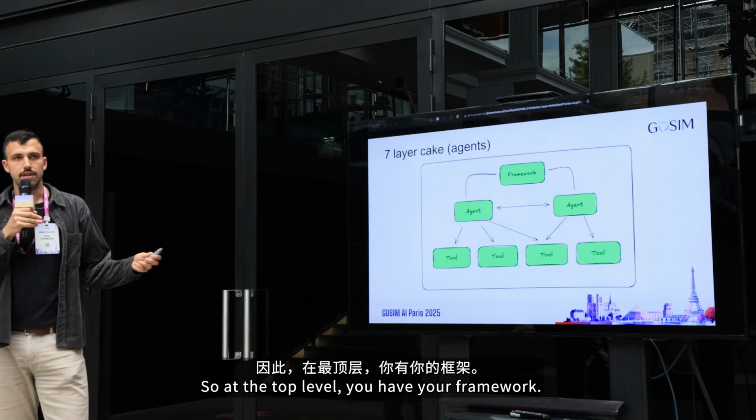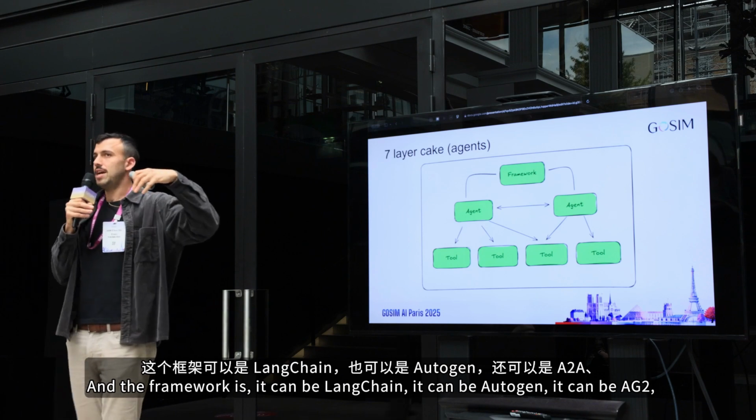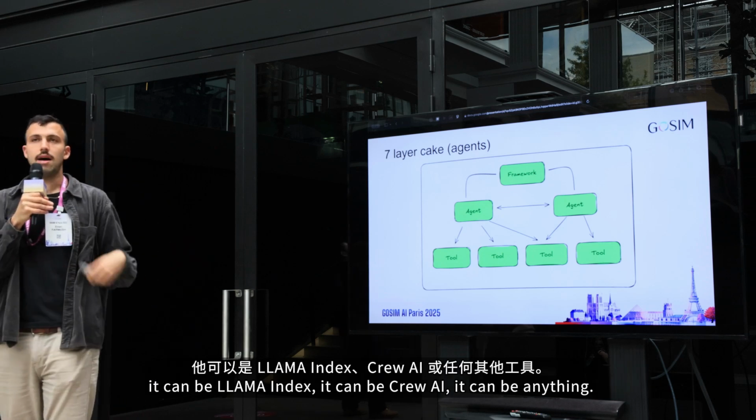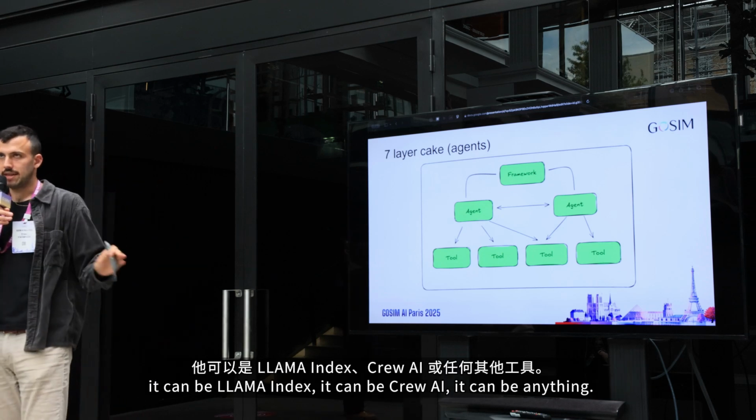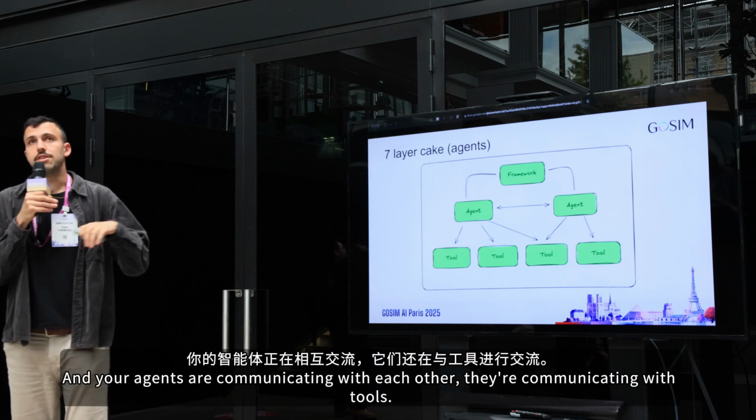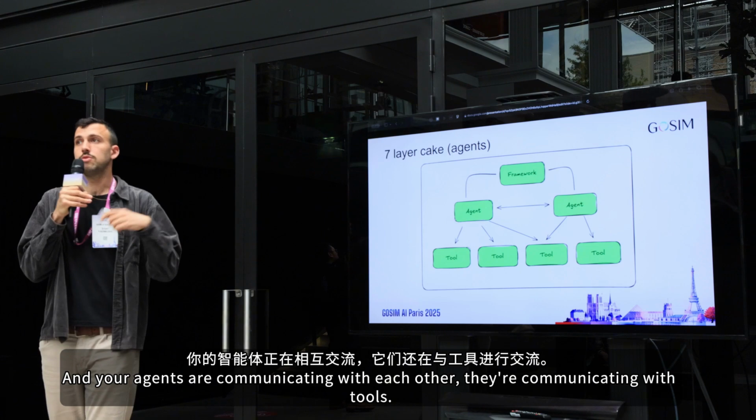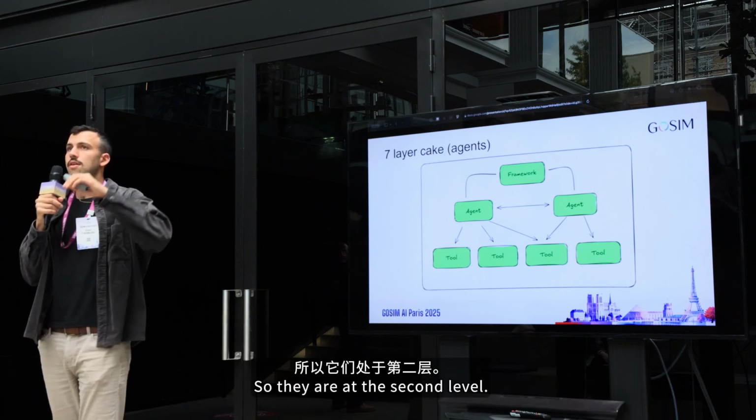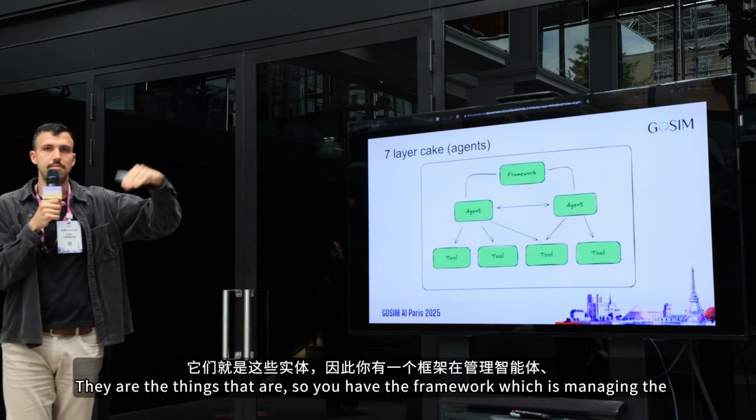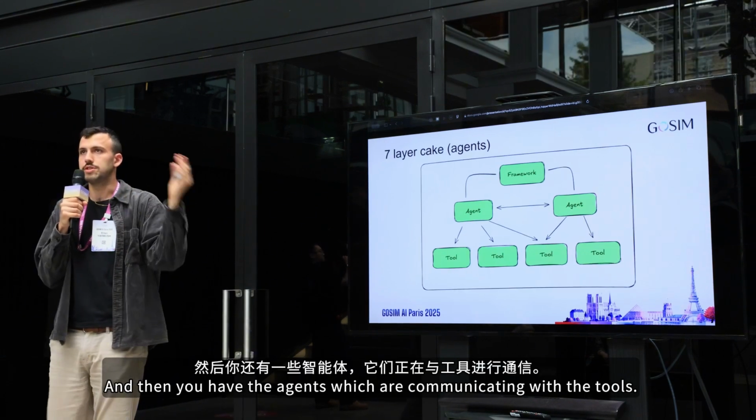At the top level, you have your framework. The framework can be LangChain, AutoGen, AG2, LlamaIndex, CrewAI, it can be anything. Beneath that, you have your agents, and your agents are communicating with each other and with tools. So they are at the second level. The framework is managing the agents, the workflows, and the communication between agents. And then you have the agents, which are communicating with the tools.